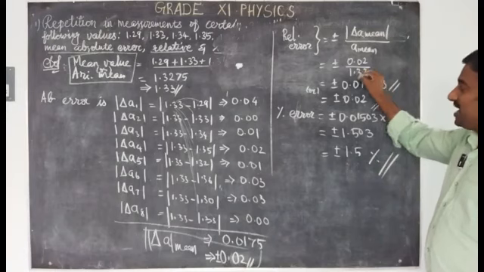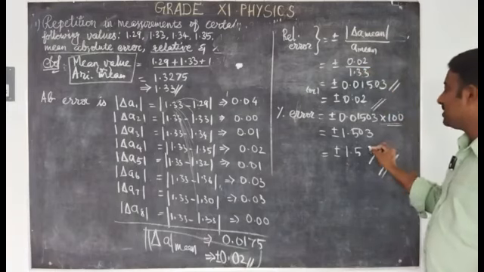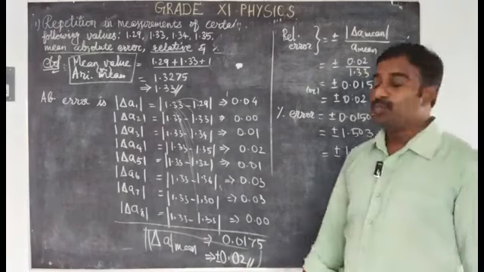So always we state the relative error as a percentage, whatever the percentage error. Okay. Moving to the next question.